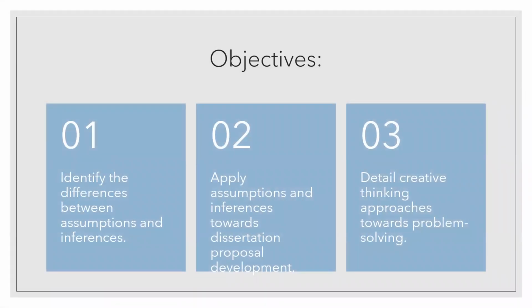Today, we have three objectives of this learning module, Abstract Approaches to Problem Solving. The key overall objective is to help you understand how your thoughts influence the doctoral process and the approach toward analyzing a viable approach towards the proposal development, as well as reviewing extant literature. The goals include the following. One, identify the differences between assumptions and inferences. The second is to apply assumptions and inferences towards dissertation and proposal development. And finally, you will detail creative thinking approaches towards problem solving.